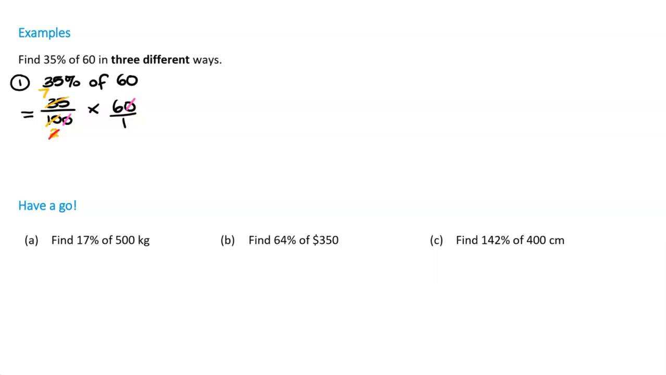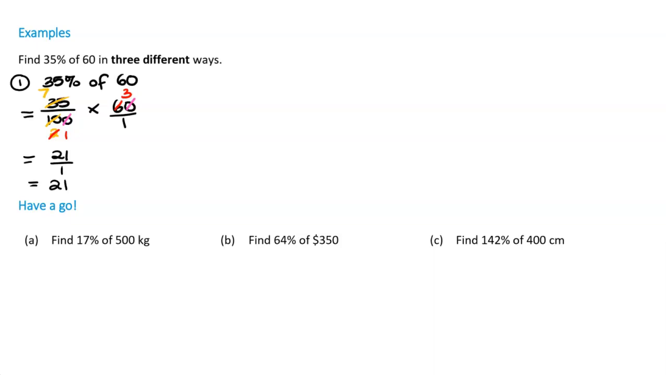Could also cancel in this direction. 2 goes into 2 once and into 6 3 times. Okay, so on the numerator we're left with 7 times 3, which would be 21. On the denominator, 1 times 1, which would be 1. And as we've been saying, that would equal 21.